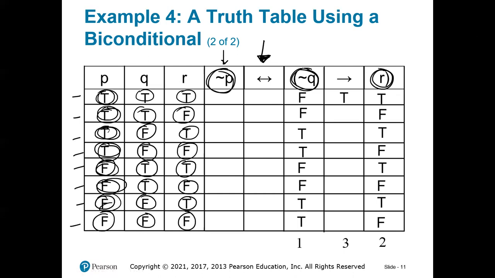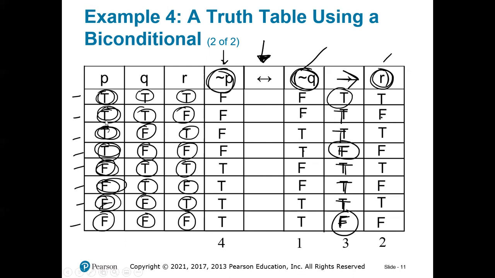Once you have these two set up, now it's time to do this one here. So false conditional true is true. False conditional false is true. True conditional true is true. True conditional false is false. Watch out, this is false. False conditional true is true. False conditional false is true. True conditional true is true. And true conditional false is false. So the only places we have false are there. So this is what's going to happen: T, T, T, F, T, T, T, F.